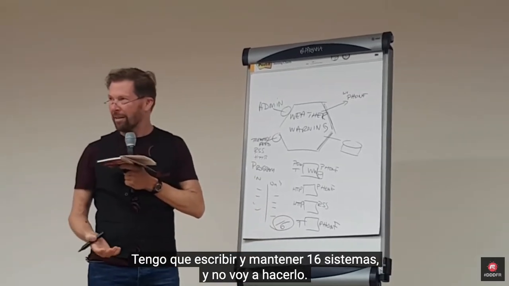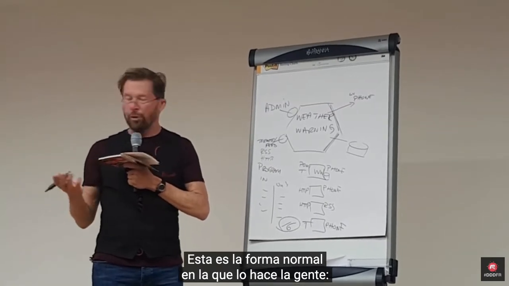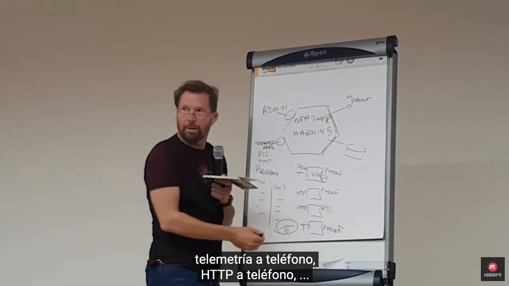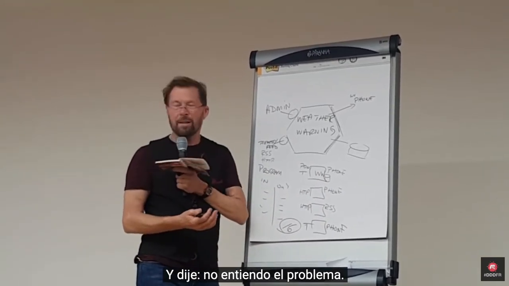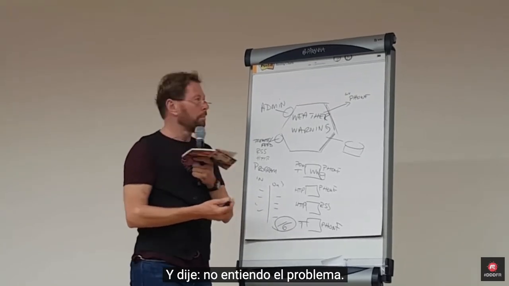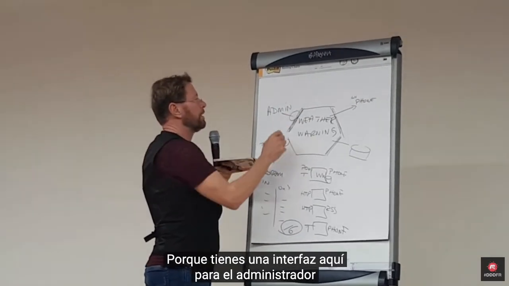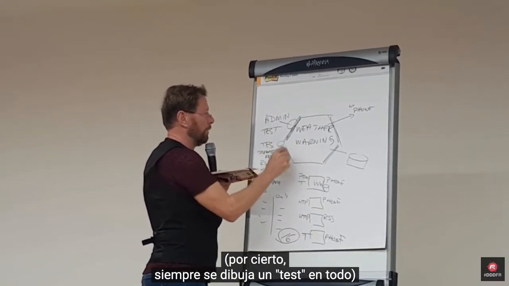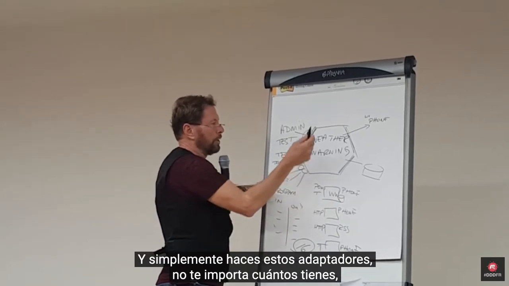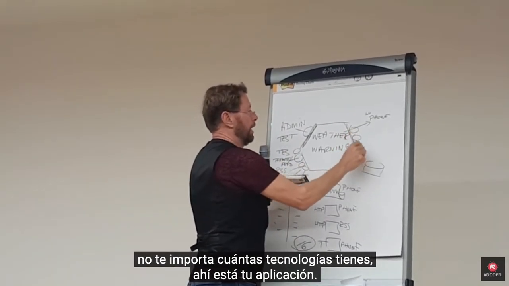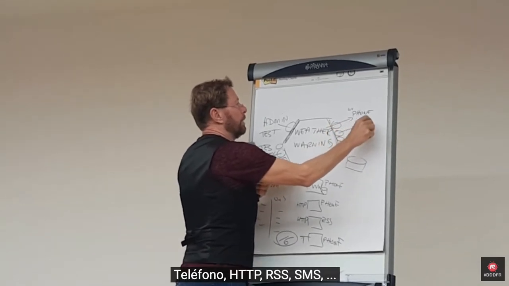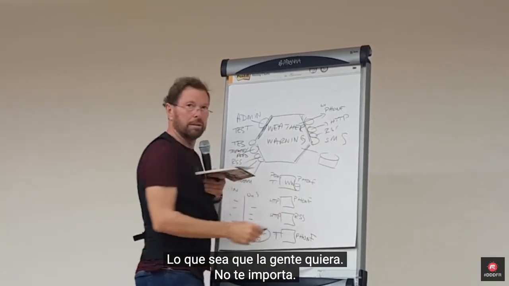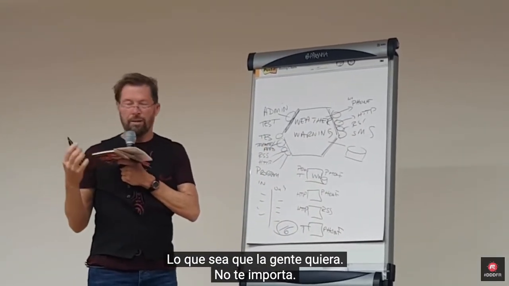Alistair, I'm going nuts. See, this is the normal way that people do it. You make it telemetry to phone, HTTP to phone, telemetry to phone, and you go nuts. And I said, I don't understand the problem, because you have an interface here that's for all the admin stuff. By the way, you always throw a test on everything, so you always have one more. And you just do these adapters, and how do you care? You don't care how many you have. You don't care how many technologies you have. There's your app. Phone, HTTP, RSS, SMS, whatever the people want. You don't care. And he looked at me like I had 3 heads.